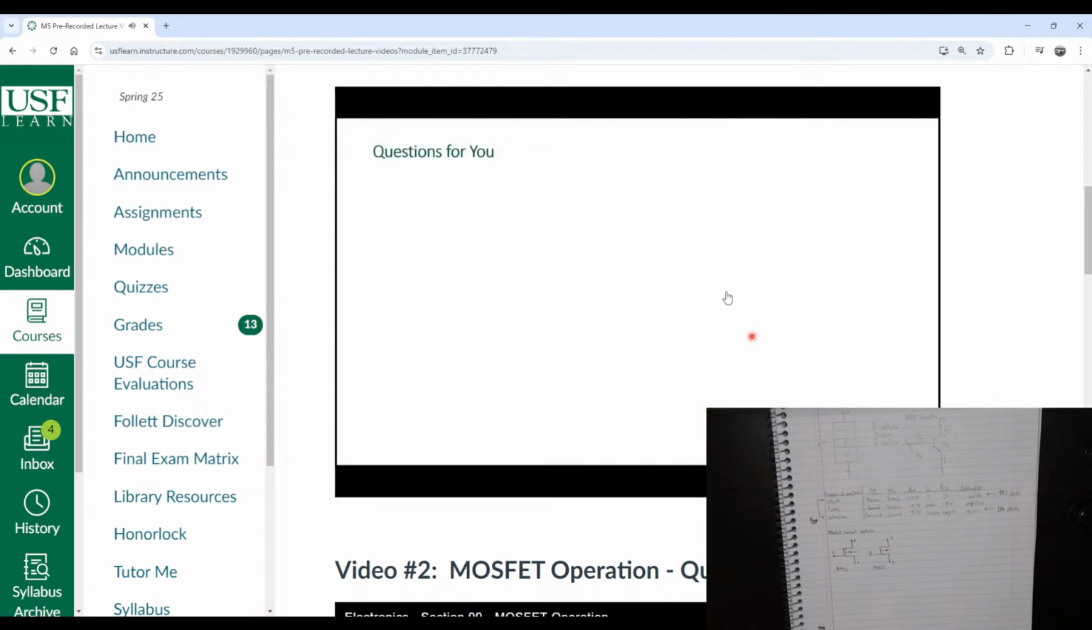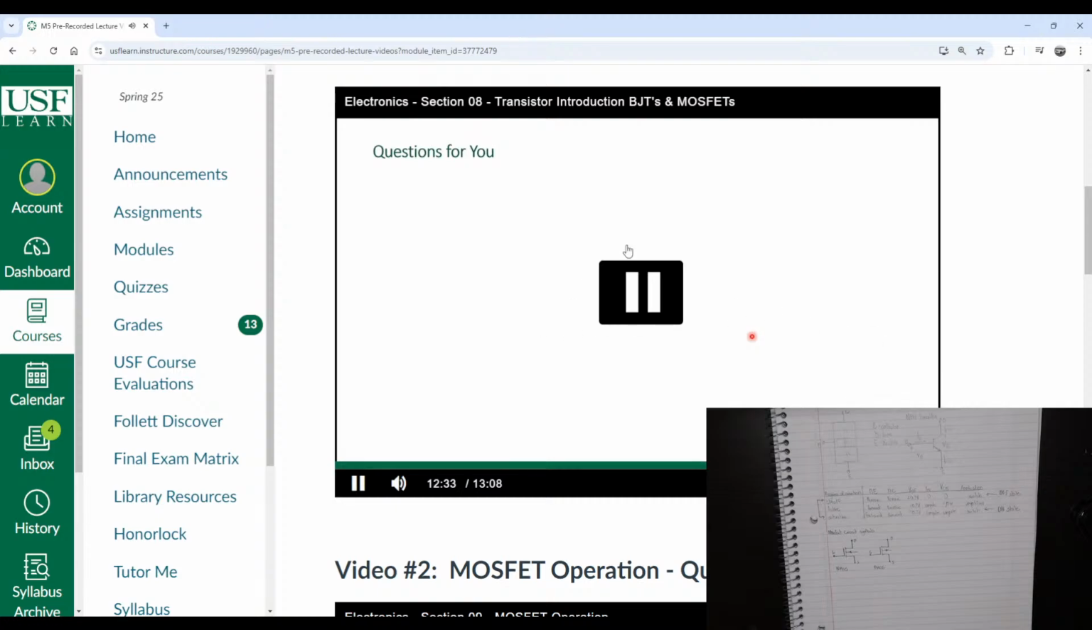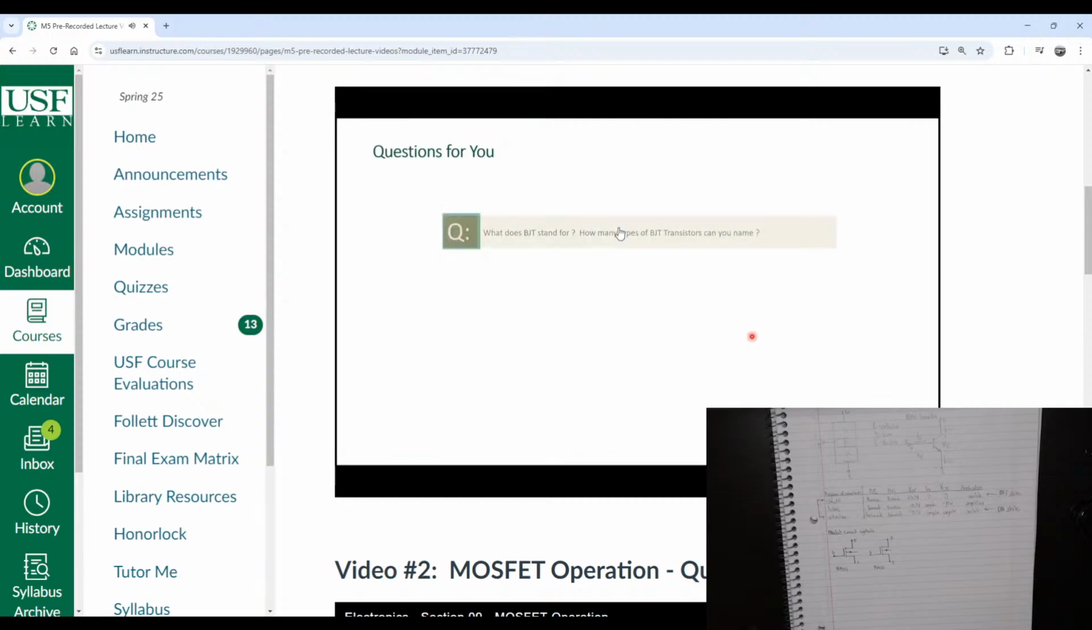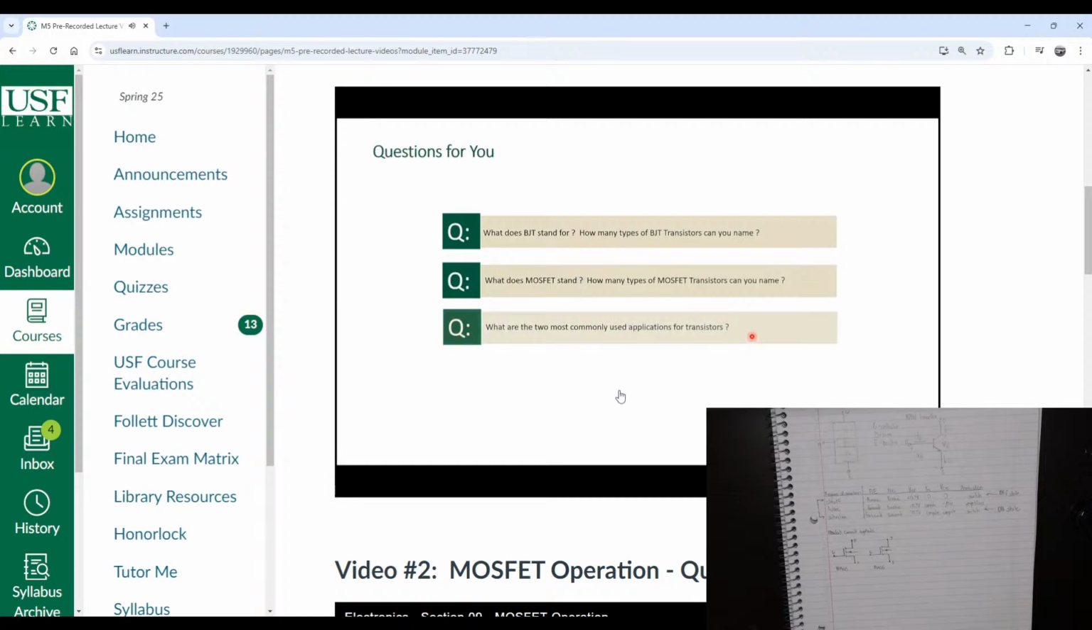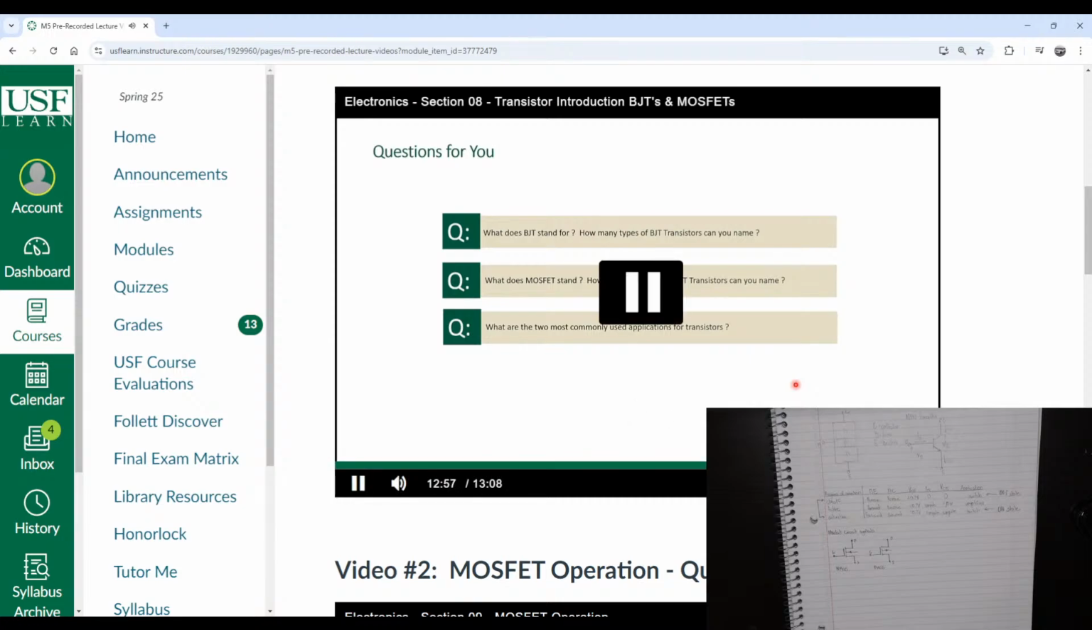And with that, we've come to the end of this very brief introduction for the BJT and the MOSFET. Questions for you. What does BJT stand for, and how many types of BJT transistors can you name? What does MOSFET stand for, and how many types of MOSFET transistors can you name? What are the two most commonly used applications for transistors?